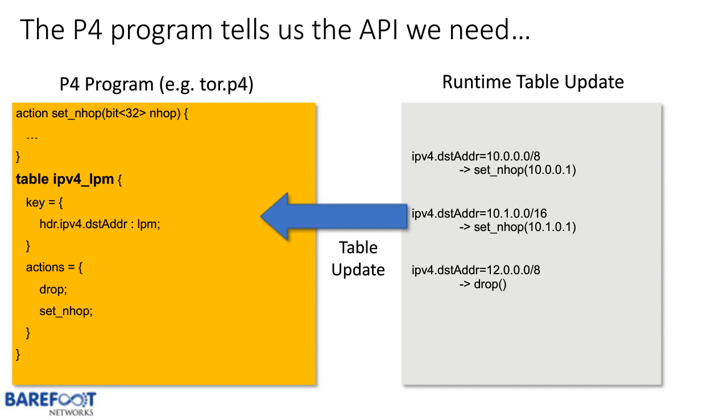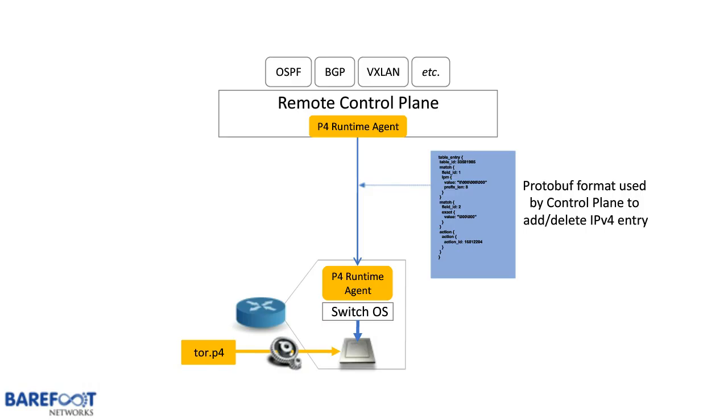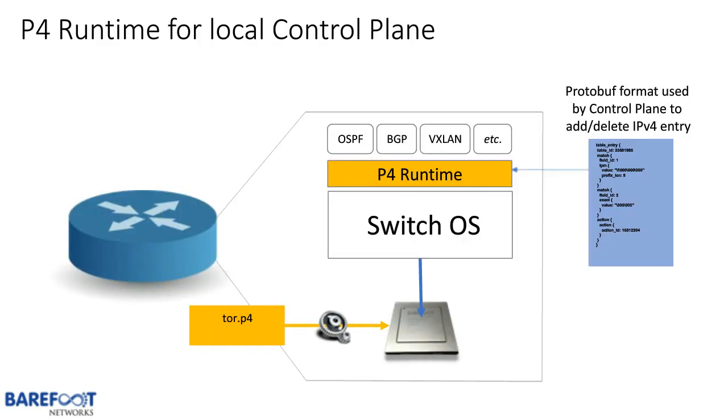The compiler generates the logical view, which in turn creates an encoding used directly by the protobuf in the RPC channel between the control plane and the switch. The P4 Runtime API has been automatically extended by just adding the new schema to the existing API. The control plane can start using it immediately. Notice that this can work just as well if the control plane is on the same box as the switch ASIC. In fact, it would work in exactly the same way.